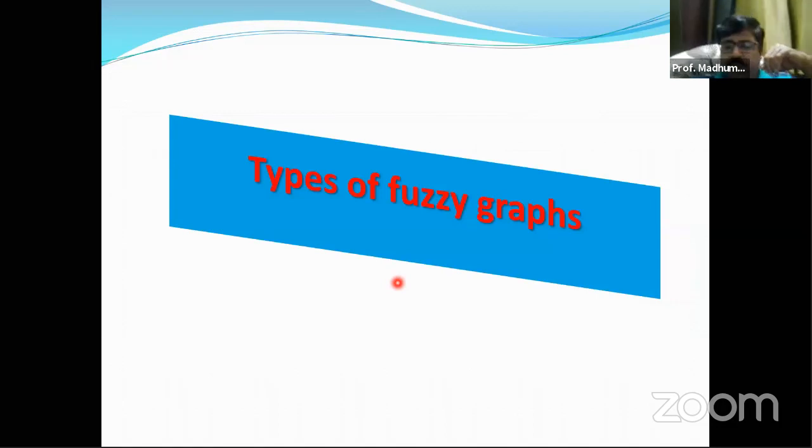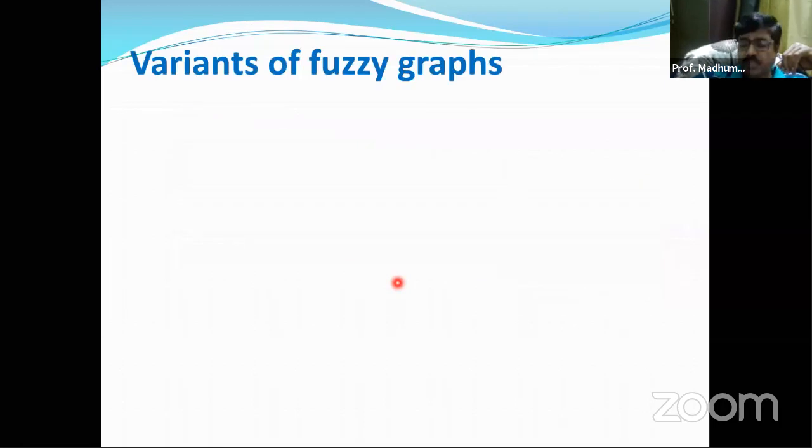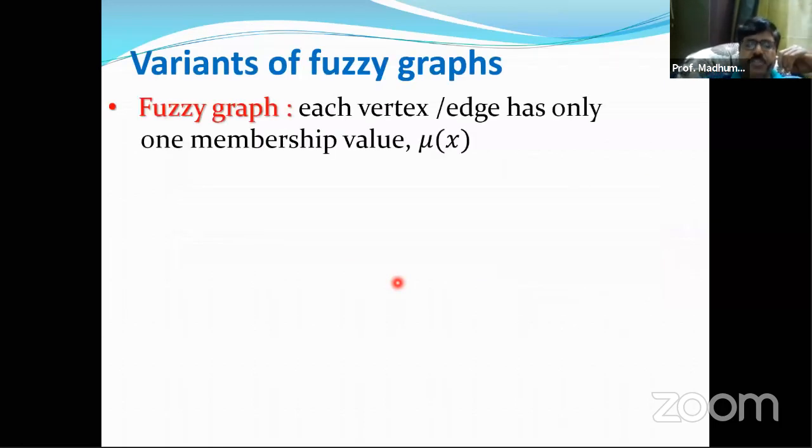Now I am coming into another very interesting topic for the new researcher, the types of fuzzy graph. A lot of variations of fuzzy graphs are now available in the literature. Fuzzy graph: I have already mentioned that every edge and every vertex has a membership value. Every vertex and every edge has a membership value. If it is a single membership value, then the graph is called the fuzzy graph.